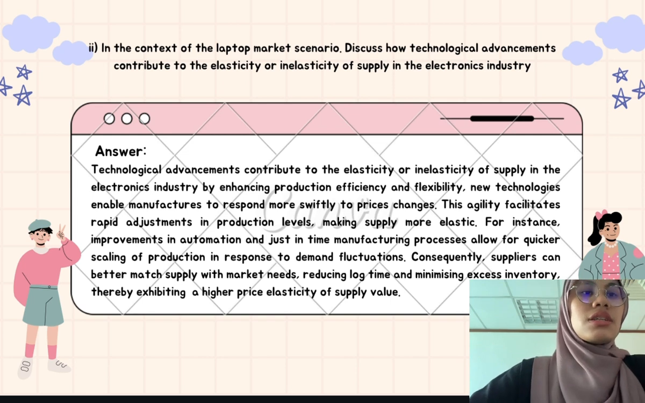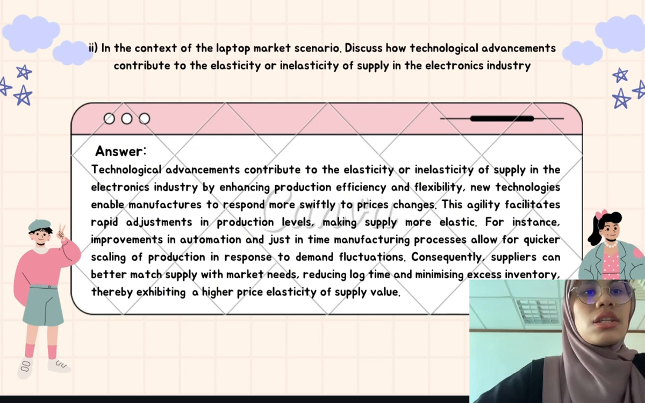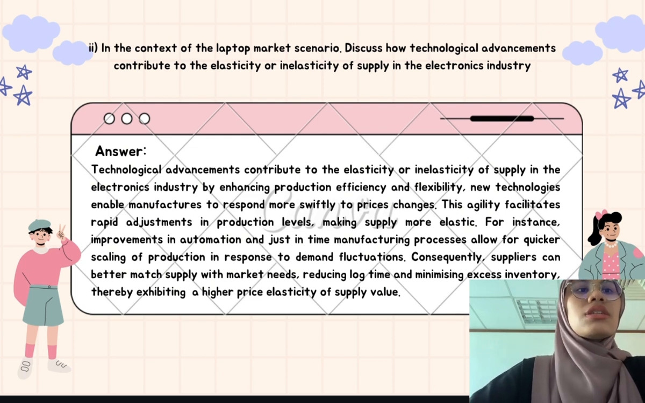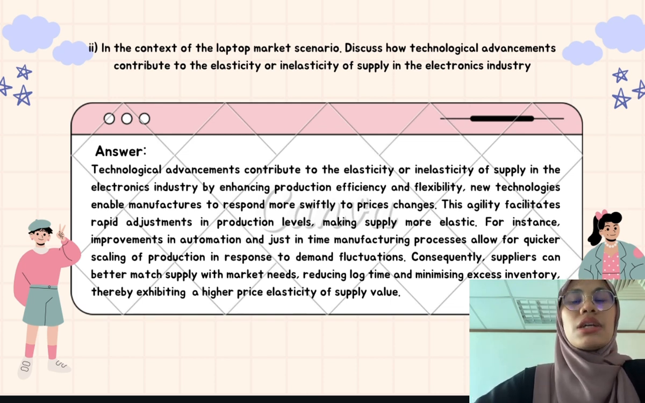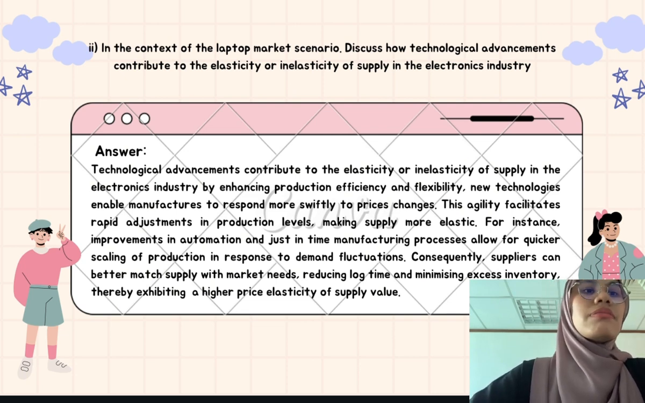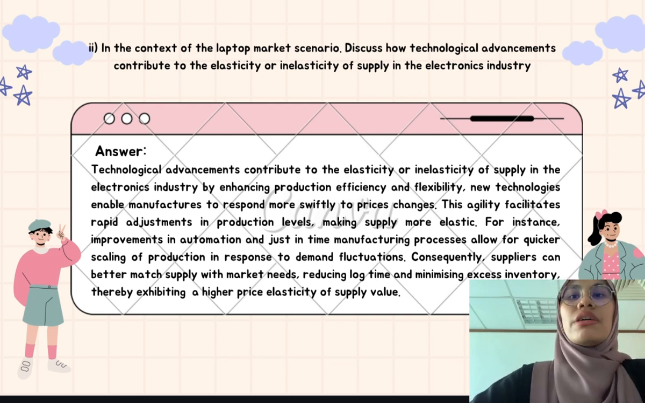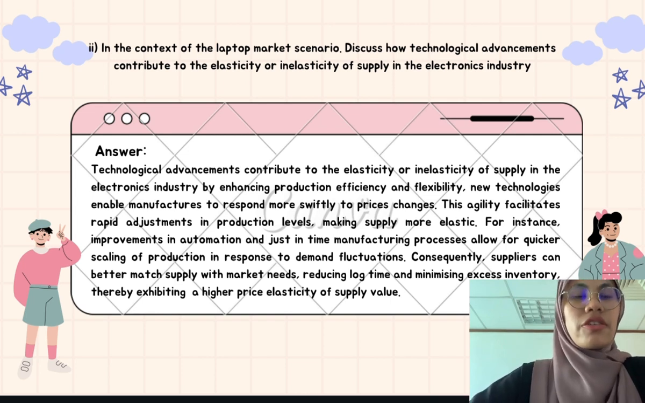For instance, improvements in automation and just-in-time manufacturing processes allow for quicker scaling of production in response to demand fluctuation. Consequently, suppliers can better match supply with market needs, reducing lag time and minimizing excess inventory, thereby exhibiting a higher price elasticity of supply value.